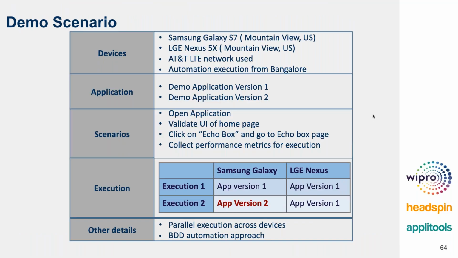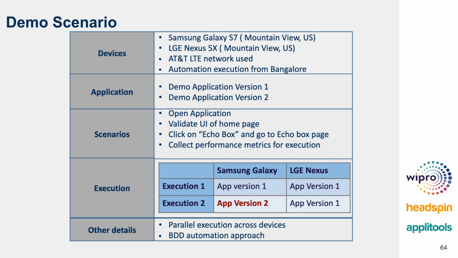Thanks. Let us quickly look at the demo scenarios which we are going to showcase here. We will be running this demo on two devices, a Samsung device and an LG device. Both are hosted in the Mountain View location on the Headspin platform. Both these devices are running with an AT&T SIM card and they are leveraging the LTE network. The execution is happening from a remote location, which is Bangalore. We are using a demo application here, two versions of this application, version 1 and version 2, to demonstrate the UI differences.